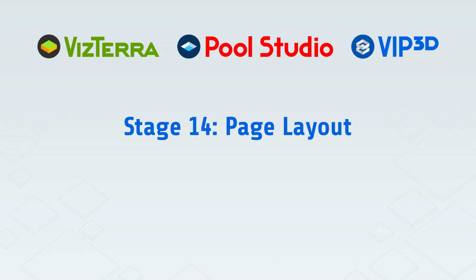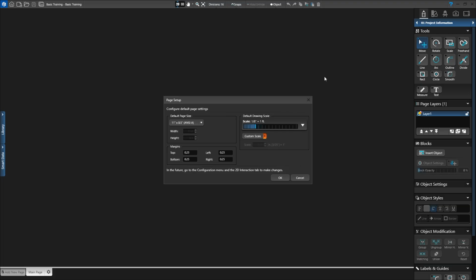This video will explain construction page layout. In this stage, you will lay out your construction plans to print or export. The first time you enter page layout, a prompt will ask you to set your default settings.